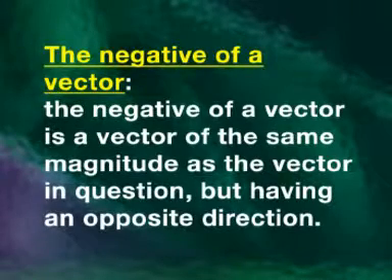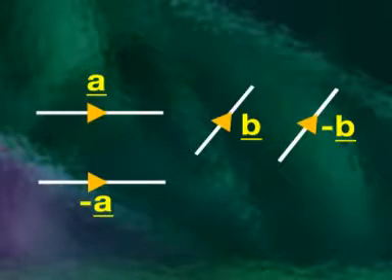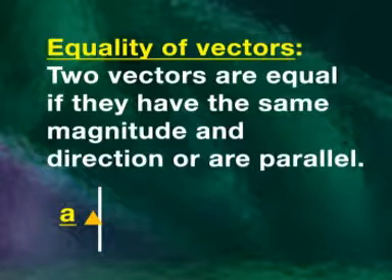Let us now consider the negative of a vector. The negative of a vector is a vector of the same magnitude as the vector in question, but having an opposite direction. Some are as shown on the screen. Let us now consider equal vectors. Two vectors are equal if they have the same magnitude and direction, or are parallel, as shown on your screen.